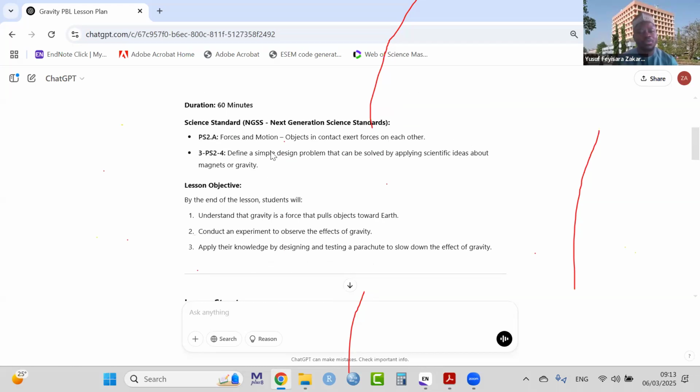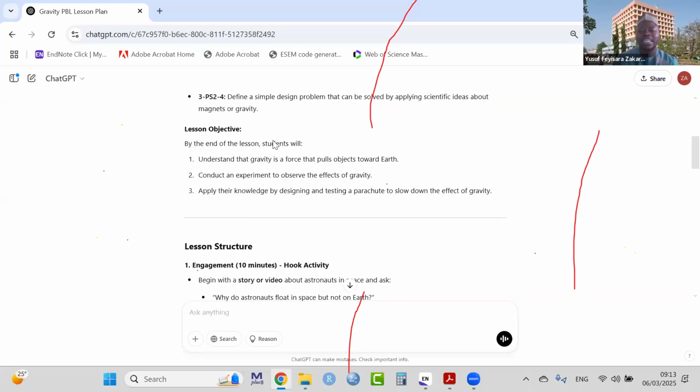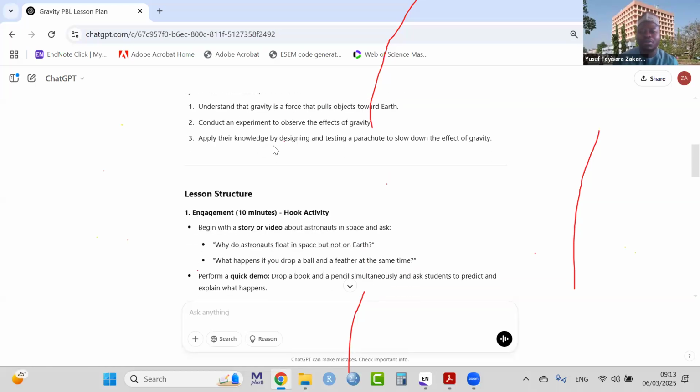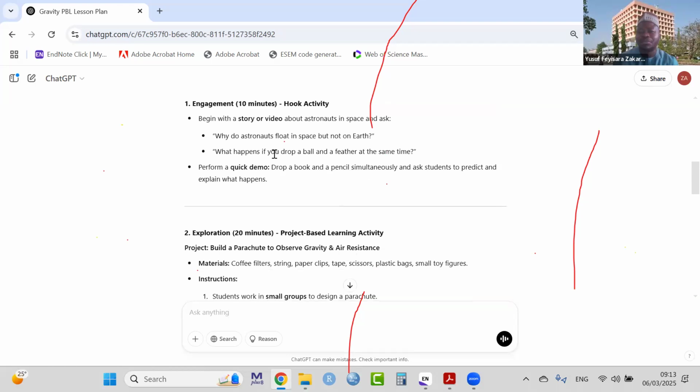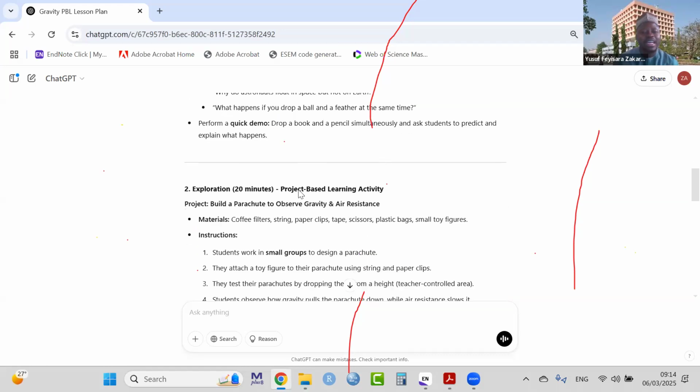Now, what we want to bring out from here is the output we generated before. It was in tabular form, but here now it is not in tabular form. And then look at the lesson structure: engagement, hook activity. This is like the icebreaker that we had before. So here we begin with a story or a video about an astronaut in space. They look the same and so on.